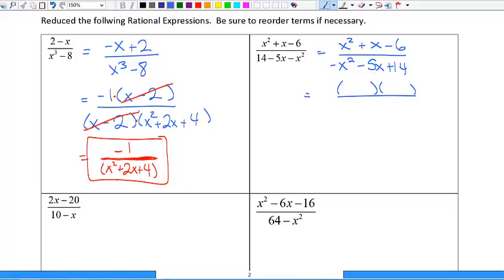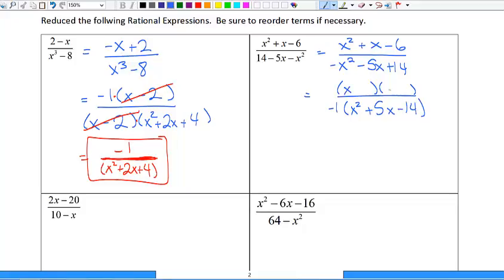But in the denominator, there is a GCF. And some students might argue, wait, there's no GCF. But remember I told you if there's ever a negative in front of the first term, we factor that out. So I factor the negative 1 out to get x squared plus 5x minus 14.